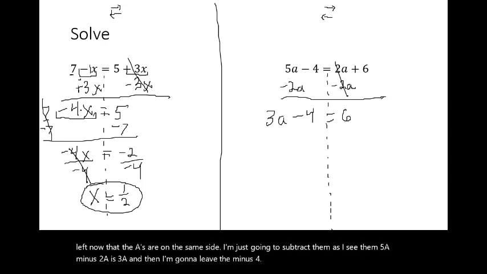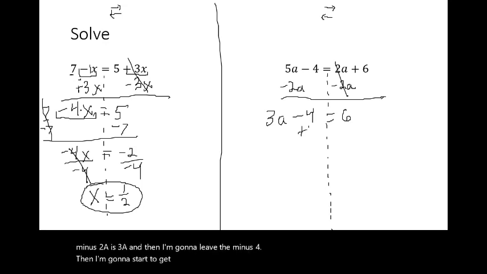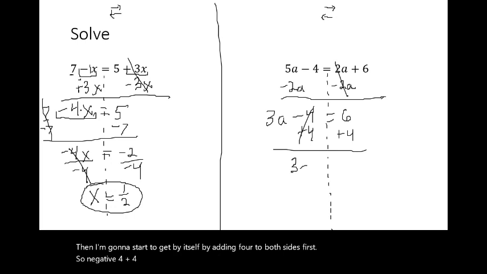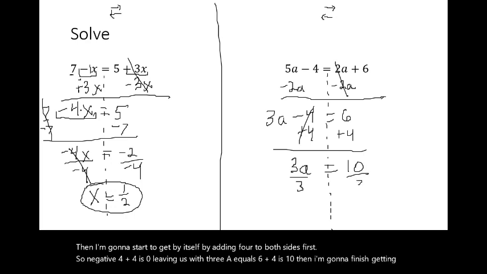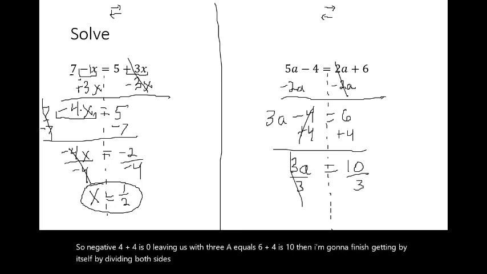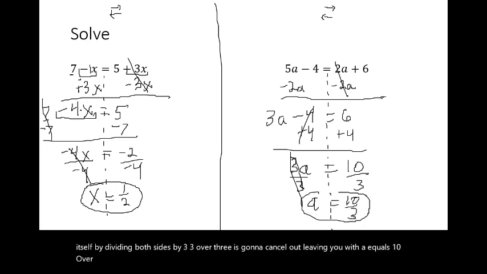Then I'm going to start to get a by itself by adding 4 to both sides first. So negative 4 plus 4 is 0, leaving us with 3a, equals 6 plus 4 is 10. Then I'm going to finish getting a by itself by dividing both sides by 3. 3 over 3 is going to cancel out, leaving you with a, equals 10 over 3. So 10 over 3, you can leave it as a fraction, is your final answer.